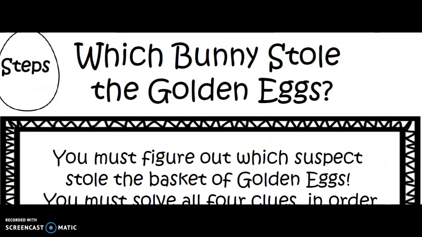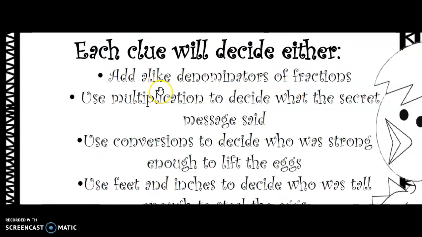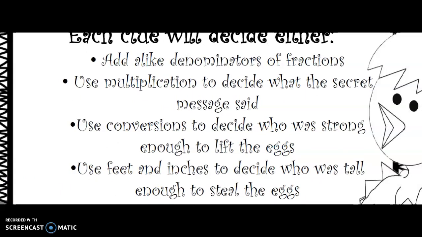So our question is, which bunny stole the golden eggs? You must figure out which suspect stole the basket of golden eggs. You must solve all 4 clues in order to figure out who the crook is. Each clue will help you get closer to solving the investigation. Each clue will decide either: add alike denominators of fractions, use multiplication to decide what the secret passage said, use conversion to decide who was strong enough to lift the eggs, or use feet and inches to decide who was tall enough to steal the eggs.